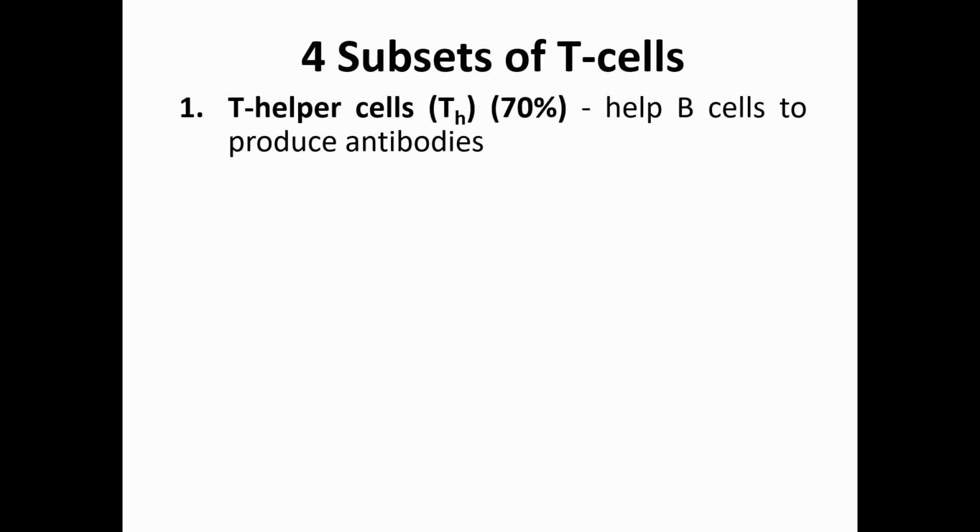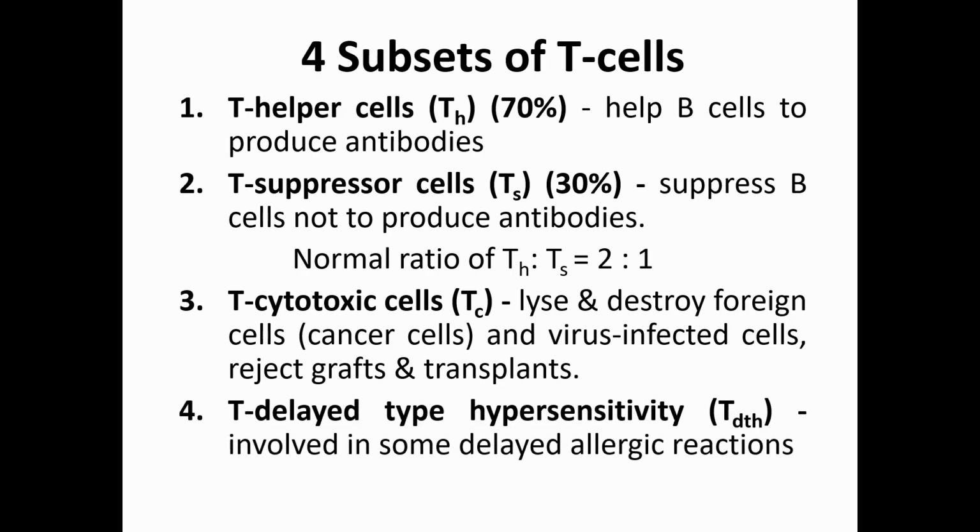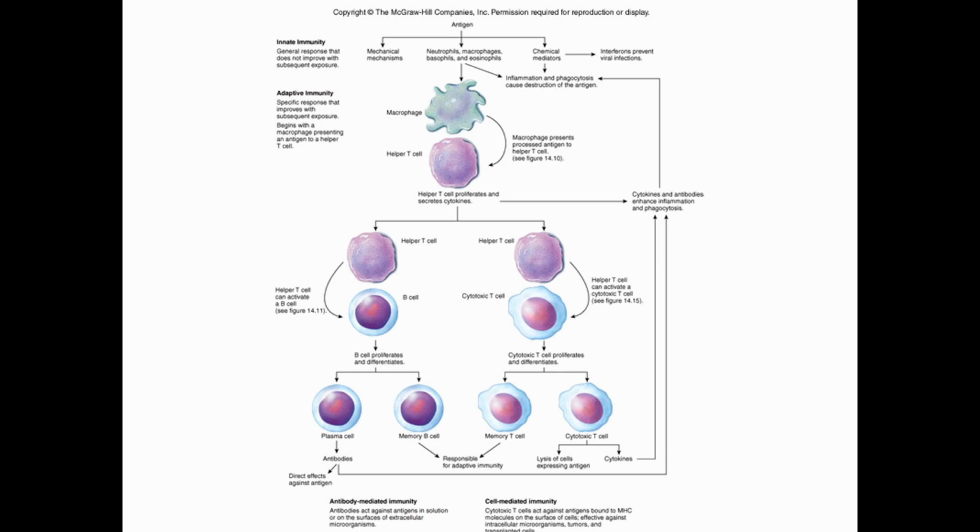We have 4 subsets of T cells. First is your helper T cells, which help B cells to produce antibodies. You also have your T suppressor cells that suppress B cells so they do not produce antibodies. You have your cytotoxic T cells, which lyse and destroy foreign cells, cancer cells, and virus-infected cells. These reject grafts and transplants. And you have your T delayed type hypersensitivity, involved in some delayed allergic reactions. Okay, so this is the general way on how the whole process is produced.